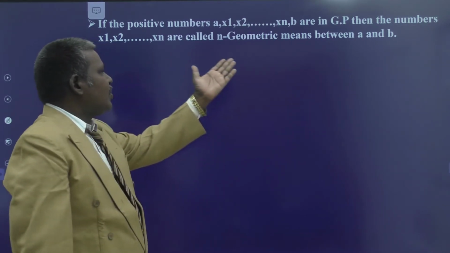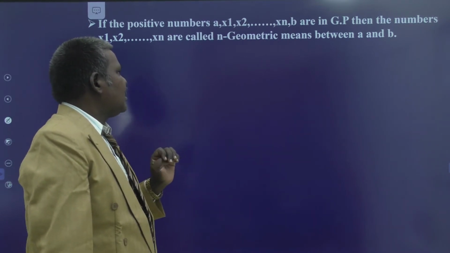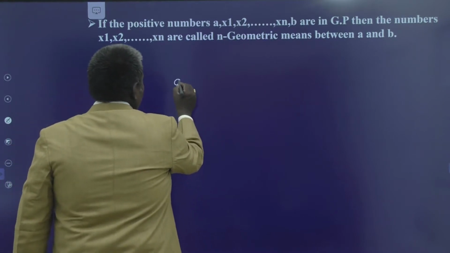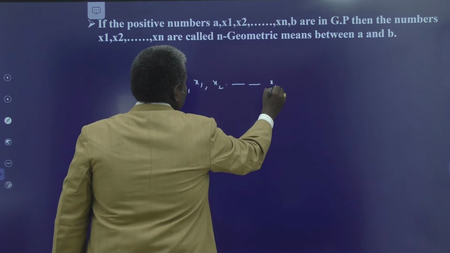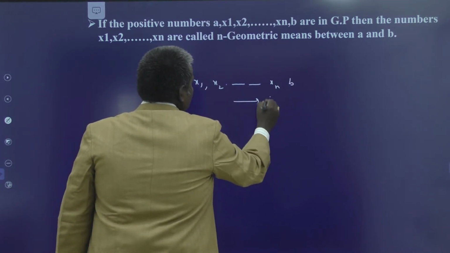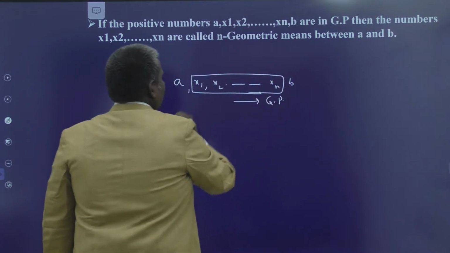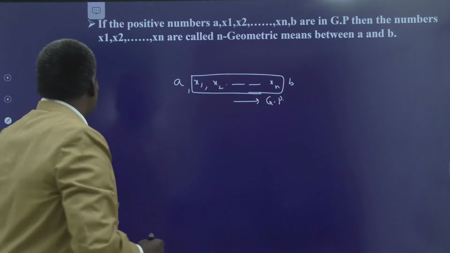Here this is a geometric progression, then we say x1, x2, x3 and so on up to xn are called n geometric means between a and b. So a, x1, x2 and so on up to xn, b forms a geometric progression. Then we say the numbers are called n geometric means between a and b. Okay.